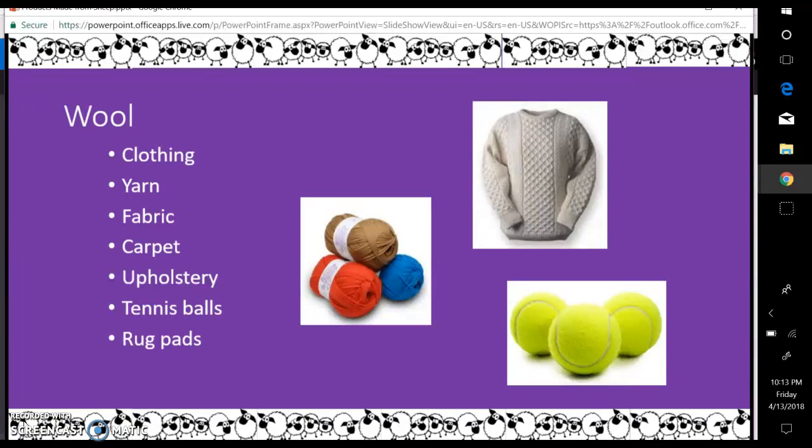Next, we're going to move on to wool, which is the majority of what people think when they think of products created by sheep. Wool can be used to create yarn, which then gets turned into your clothing. And also fabrics, carpets, upholsteries, tennis balls, and even the rugs you have in your house.